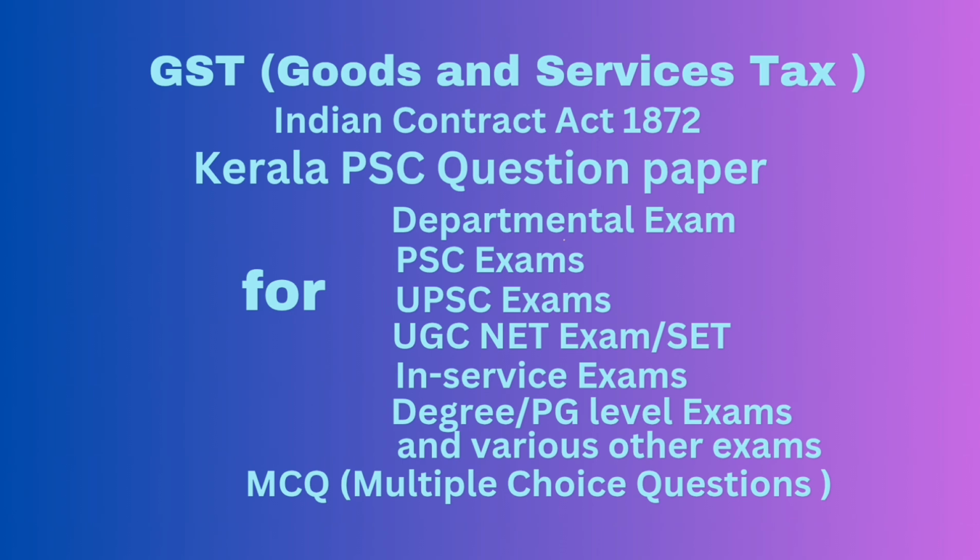Option A, input service provider. Option B, non-resident taxable person. Option C, a person paying tax under the provisions of sections 10, 51 and 52. Option D, a registered person except the above 3. Correct answer option D, that is a registered person except the above 3.